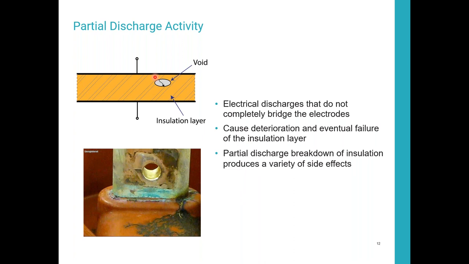So the activity, it's electrical discharges that do not completely bridge the electrodes. They're just occurring within the insulation material. Deterioration will eventually cause a failure of the insulation over time. And based on the type of partial discharge it is, how much time it will take. We'll look at different types of partial discharge, internal, surface, et cetera, and we'll see that their activity changes and that their breakdown period will change. So the type of partial discharge as it is occurring will directly correlate to the amount of time it's going to take for failure, or how rapidly it progresses to failure.